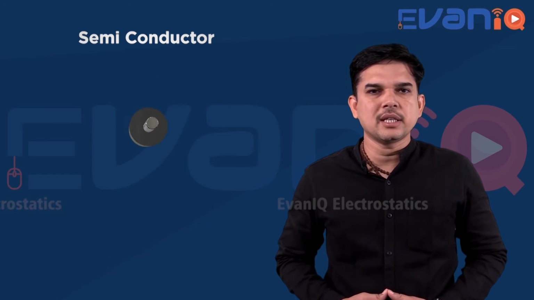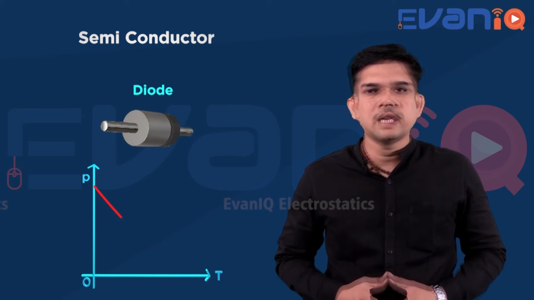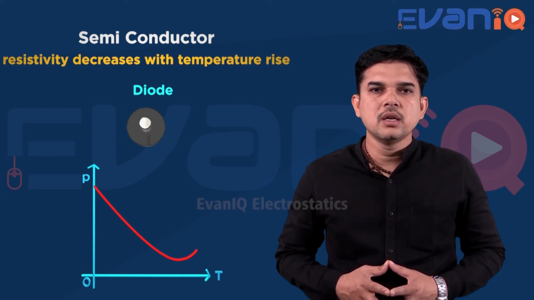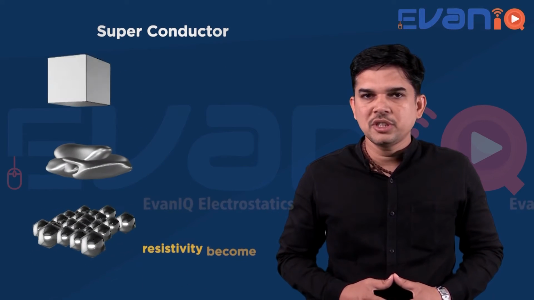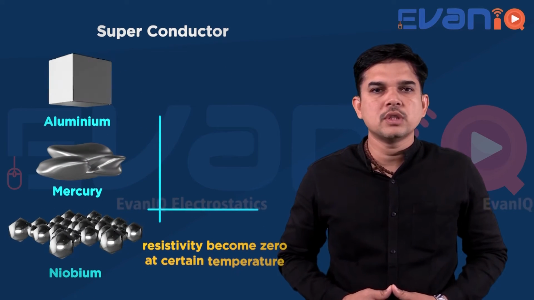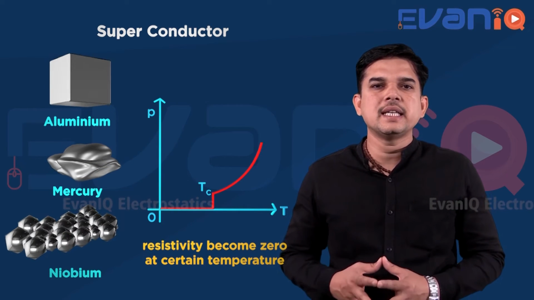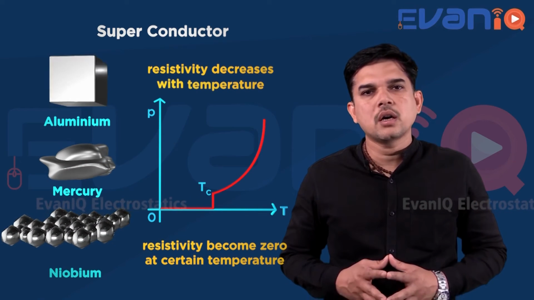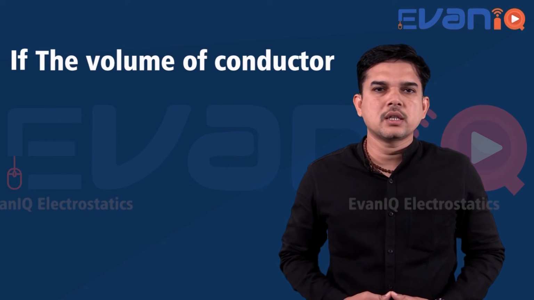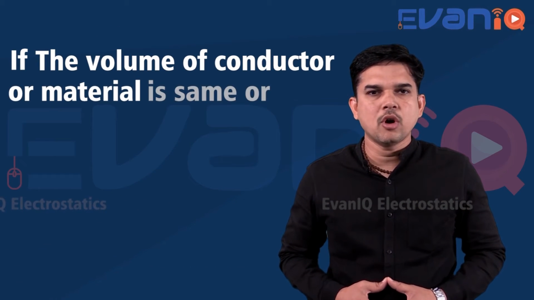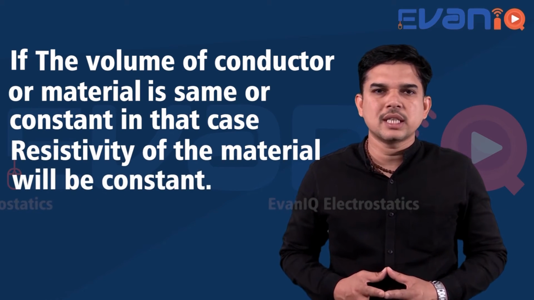Resistivity of a semiconductor material like a diode will not be 0 but decreases continuously with the rise in temperature. Resistivity of a superconductor will be 0 up to a particular value which is called critical temperature, and after that it suddenly increases like a conductor. In the special case, if the volume of the conductor or material is constant, in that case resistivity of the material will be constant.